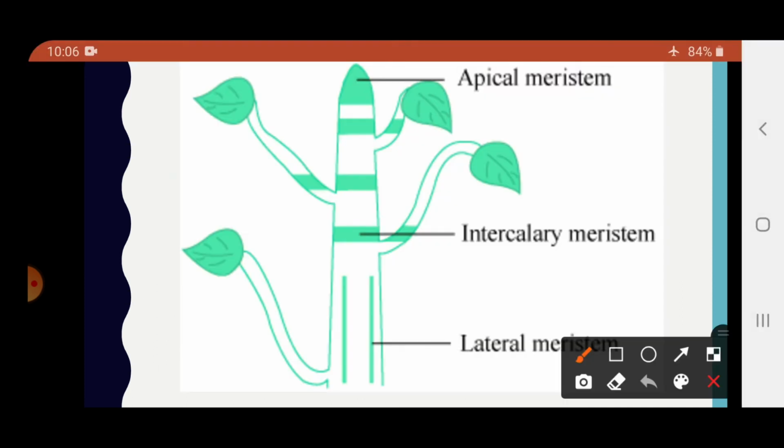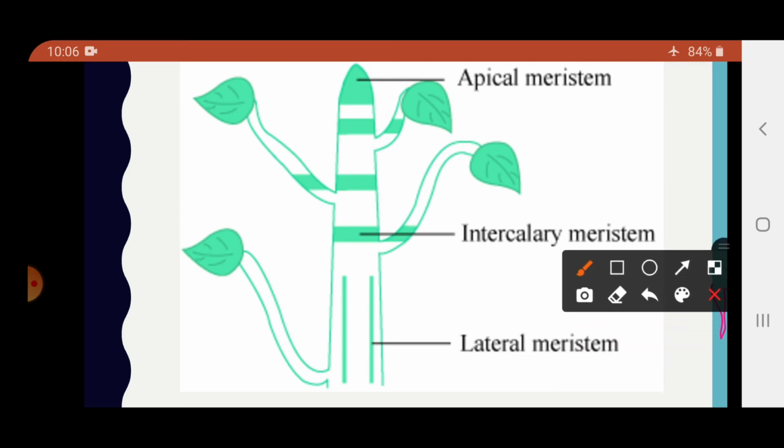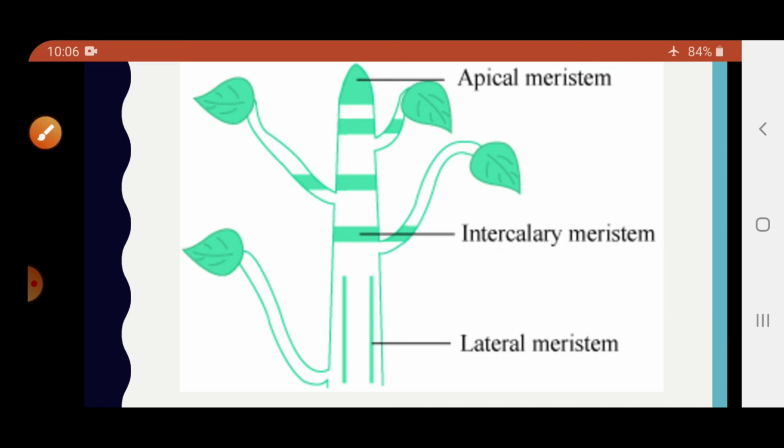See students, this is the diagram showing the position of the meristem. So basically apical meristem which occurs at the tip portion, intercalary, inter यानी between, so these are the two mature tissues. मैच्योर टिश्यूज़ के बीच में यानी ये पूरा mature है और ये बीच में meristem है, that is intercalary. And ये साइड पे है which is called as the lateral meristem.